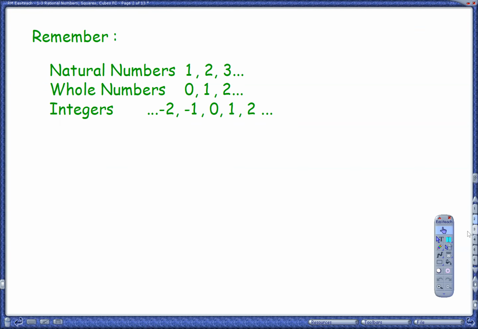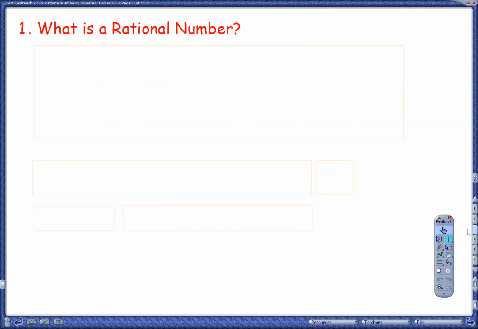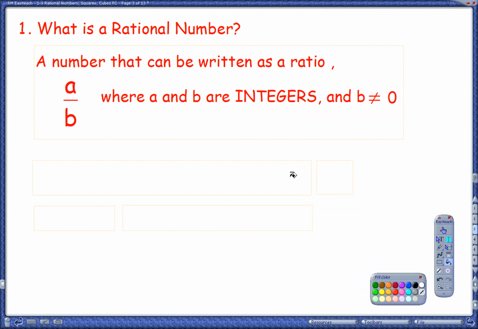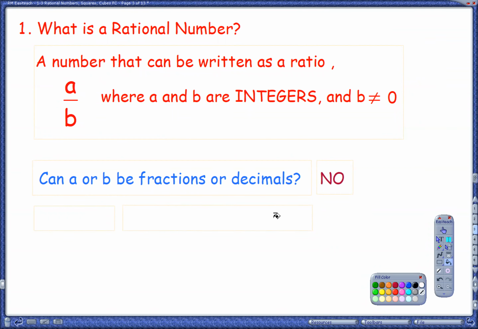And now we're going to start on what is a rational number. So what is a rational number? A rational number is any number that you can write as a fraction, a over b, but you have to make sure that a and b are integers and b cannot be equal to 0. In other words, the denominator cannot be equal to 0. So what do you think? Can a or b be fractions or decimals? And the answer is no. And can a equal 0? Yes. If a is equal to 0, the fraction becomes equal to 0.